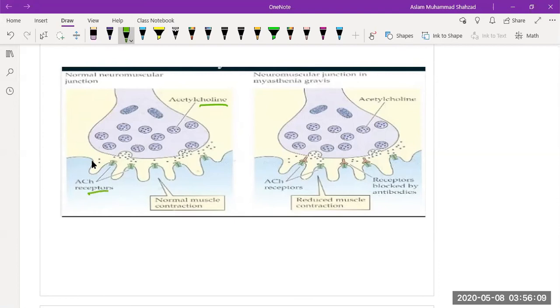So what happens in Myasthenia gravis? The muscular contraction is reduced. Why? Because of the formation of antibodies that block the acetylcholine receptors, and as a result acetylcholine is unable to perform its function, and that leads to skeletal muscle weakness.